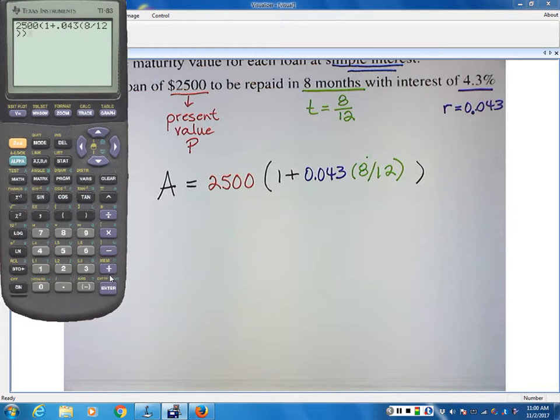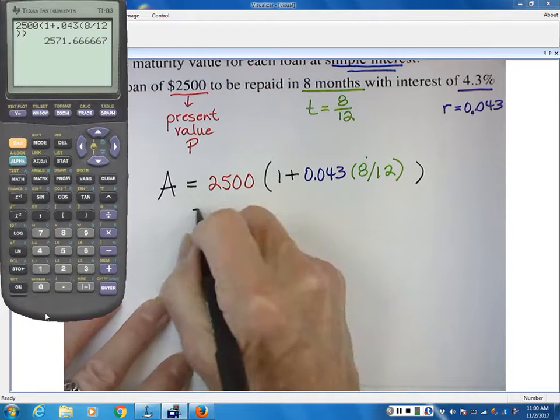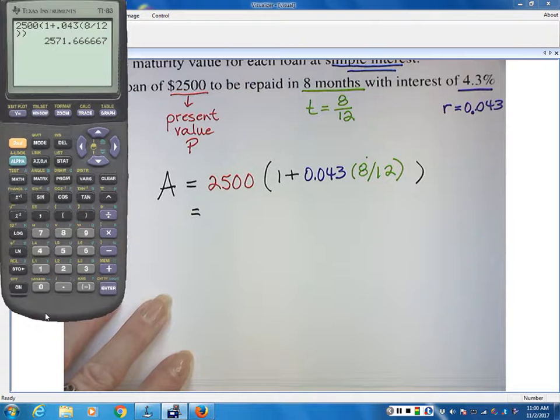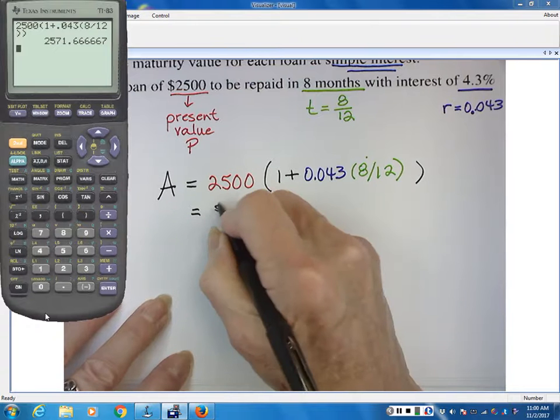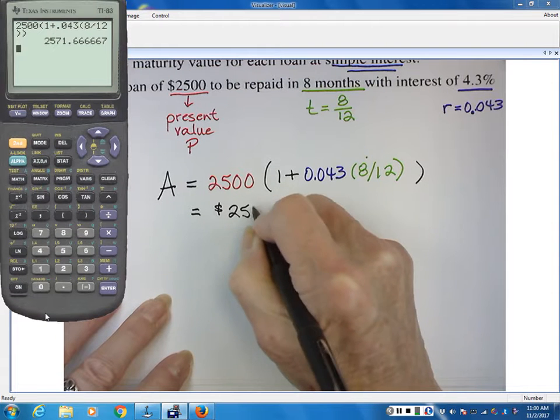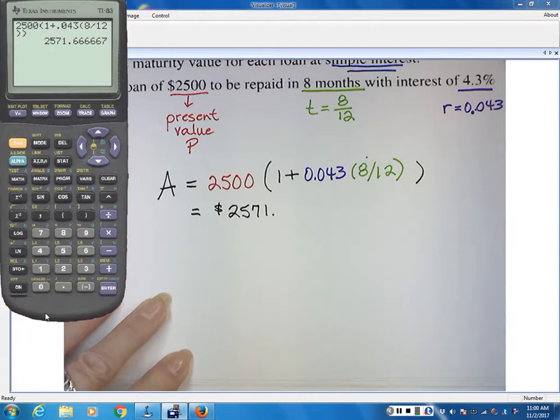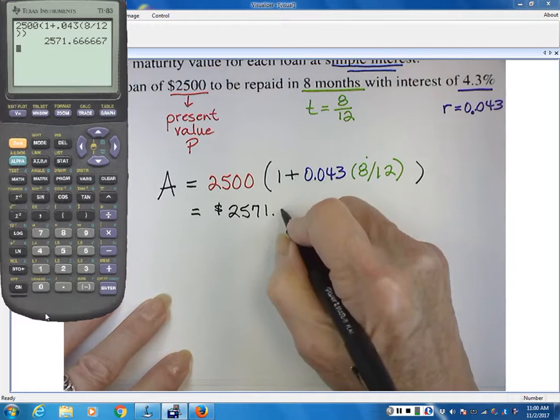So once we do that calculation, the total amount that she's going to have to repay is $2,571.67.